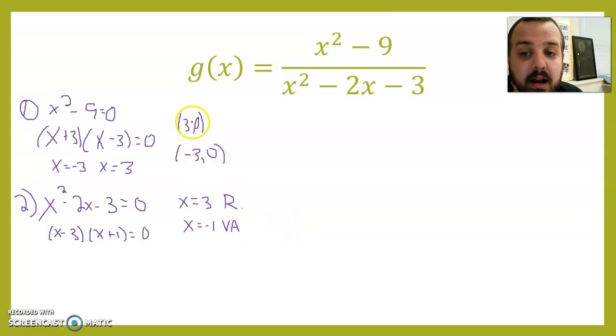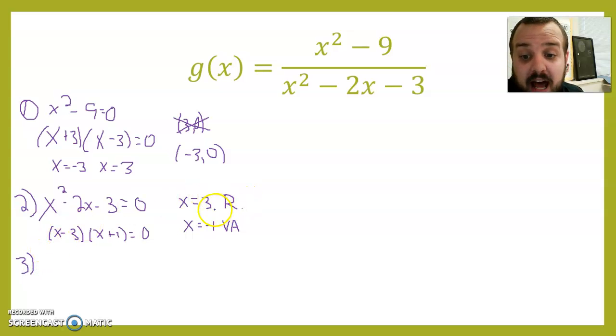I go up here to my number one step, and I cross out this 3. This is no longer a root. It is now a removable discontinuity. Okay? Now, what does that mean for me? That's where this step 3 comes in. So step 3 is going to be us finding where this removable discontinuity is going to be graphed, okay?